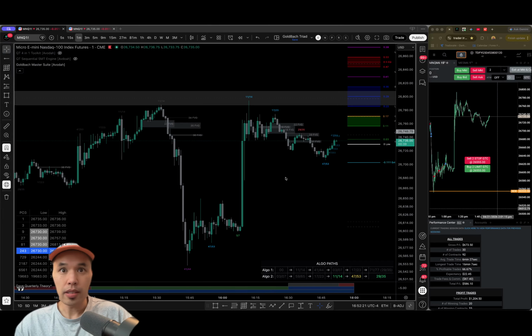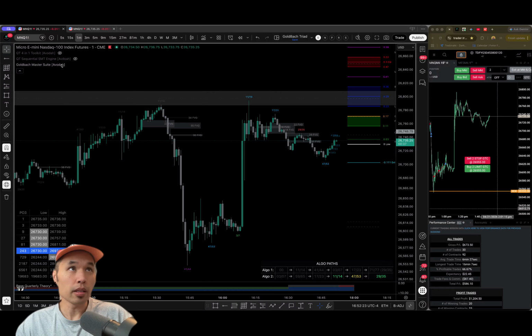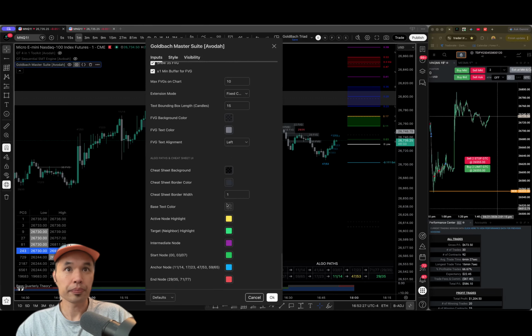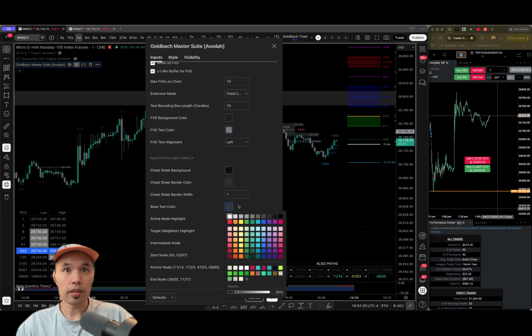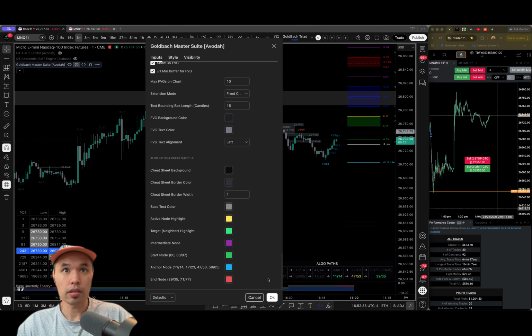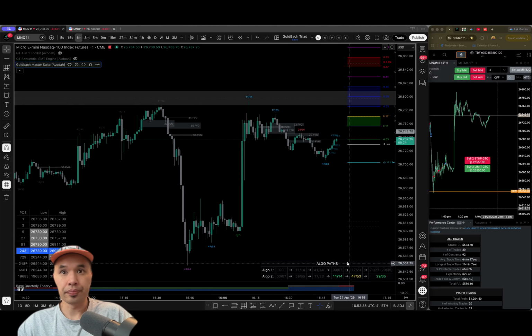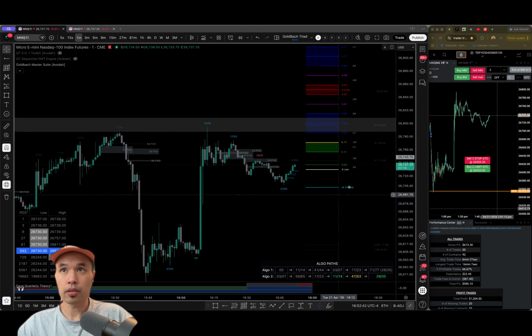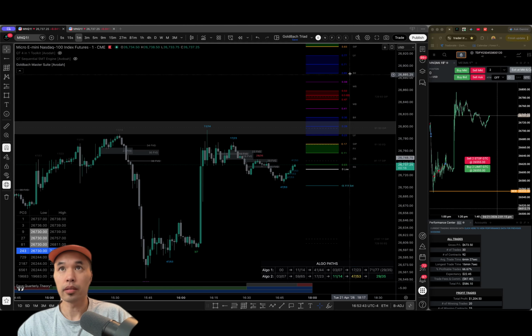So the basics of Goldbach Time. Let me make these numbers so you can read them a bit easier here. Base text color, let's do this. So these are the algo paths, algo 1 and algo 2. They're based off Goldbach levels and numbers. They correspond with these numbers up here.